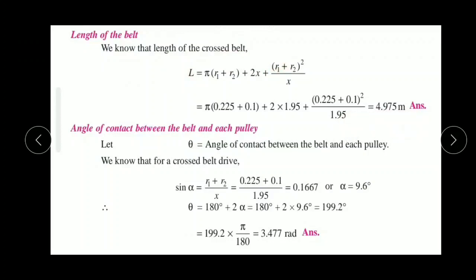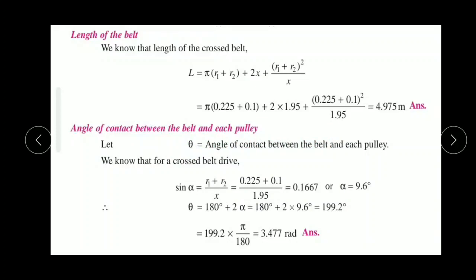Next, we have to find the angle of contact between the belt and each pulley. Here you have to remember that in a cross belt drive, the angle of contact at the driver and follower are equal. But in the case of an open belt drive, the angle of contact at the driver is more than the angle of contact at the follower. So here, for the cross belt, the angle of contact between belt and pulley at driver is equal to that at the driven, and that is 180 degree plus 2 alpha.